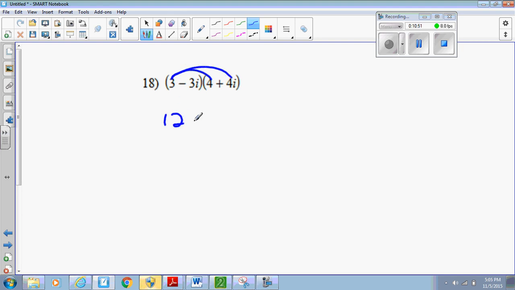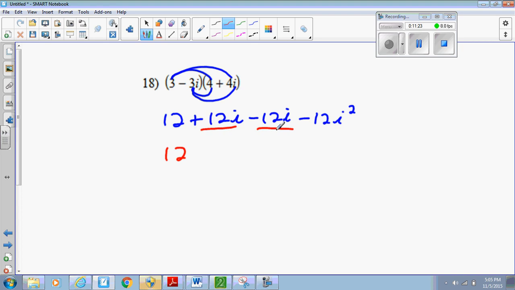3 times 4i, that's plus 12i. And negative 3 times 4 is minus 12i. And negative 3i times 4i is minus 12i squared. Now to simplify this, I like to do it in steps. I'm just going to take care of the middle terms right now. That's going to be 12 still. Then 12i minus 12i cancel, so they're gone.